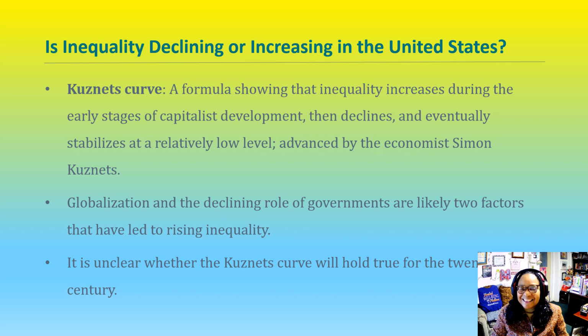Question. Is inequality declining or increasing in the United States? The Kuznets curve is a formula showing that inequality increases during the early stages of capitalist development, then declines, and eventually stabilizes at a relatively low level, advanced by the economist Simon Kuznets. Globalization and the declining role of governments are likely factors that have led to rising inequality.